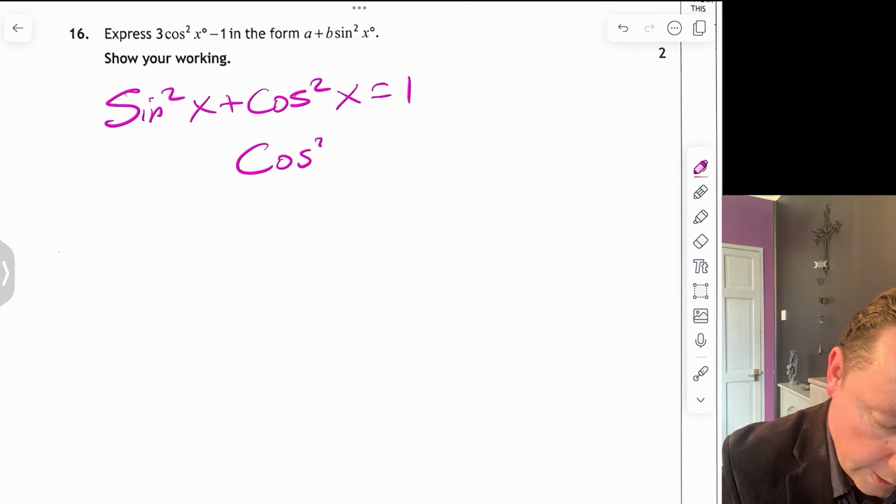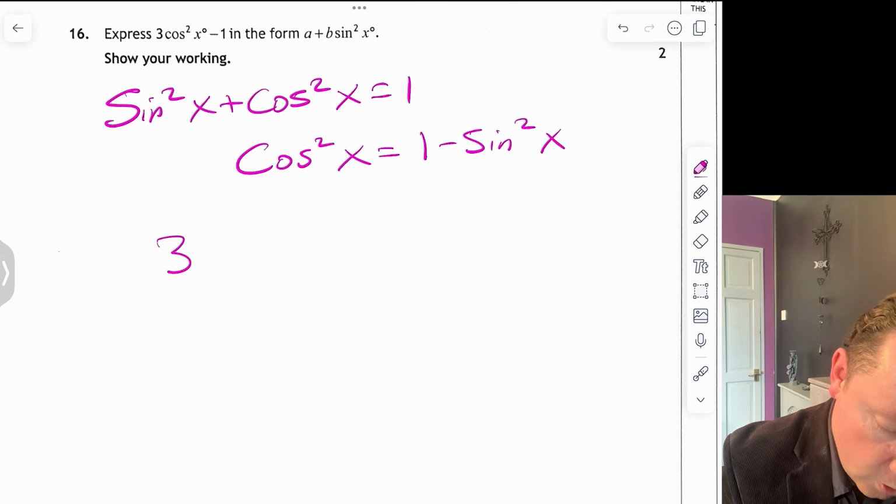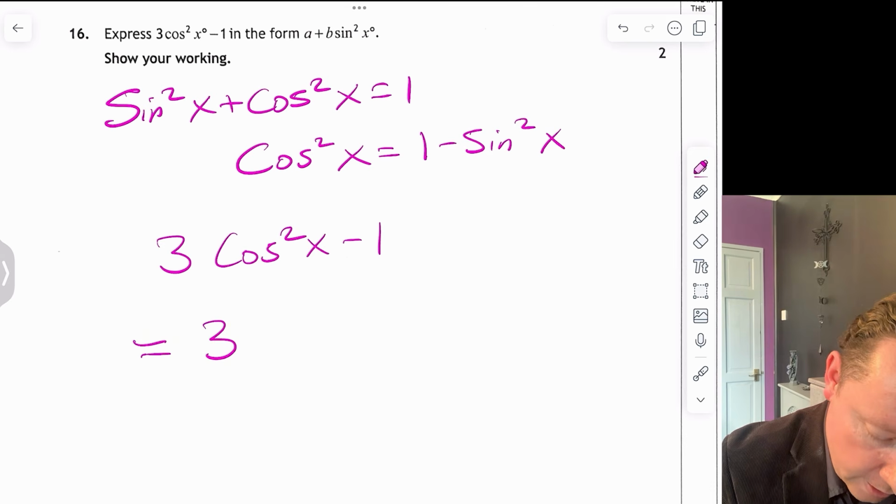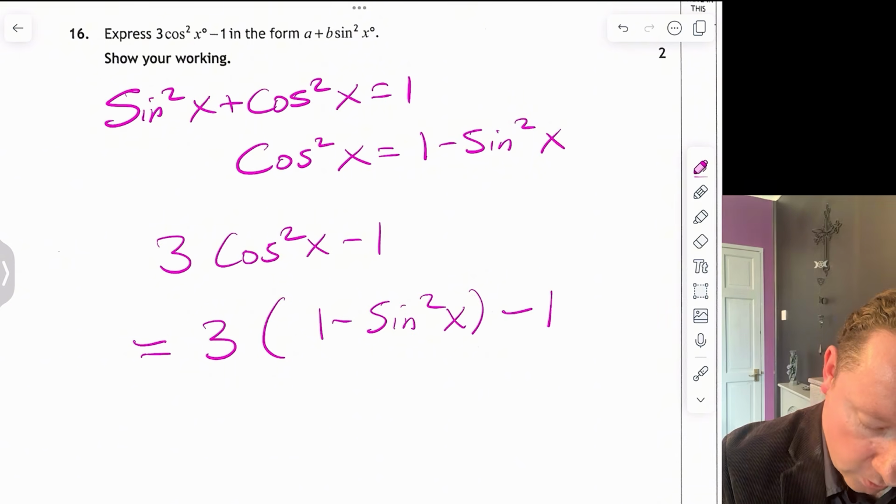Well, cos squared x is equal to, take away sine squared x, 1 minus sine squared x. So I can now just sub that in. So 3 cos squared x minus 1 equals 3(1 minus sine squared x), with minus 1 sitting on the end.